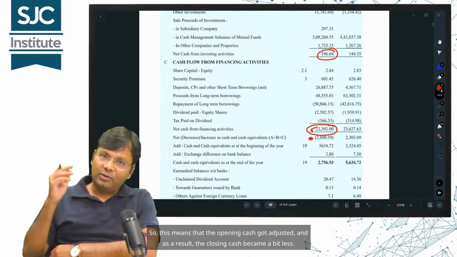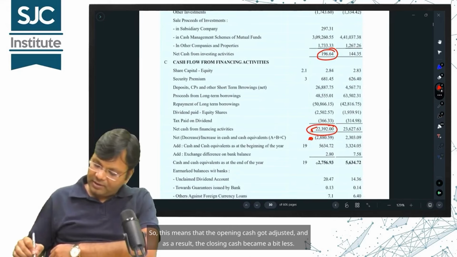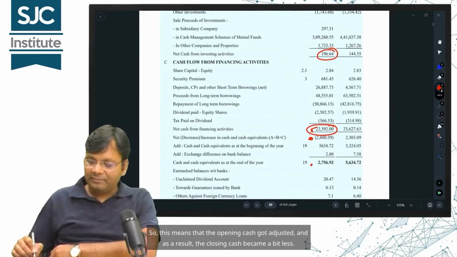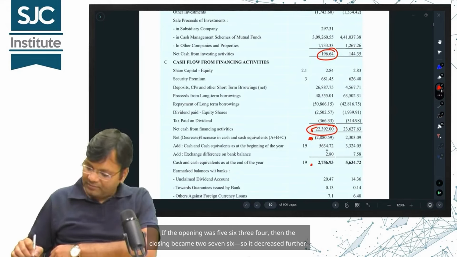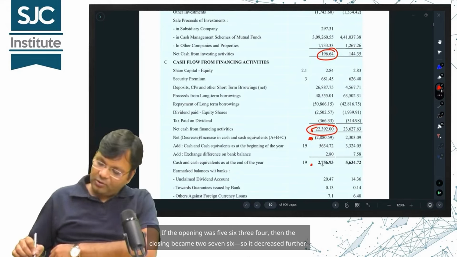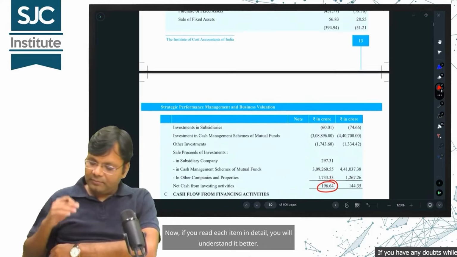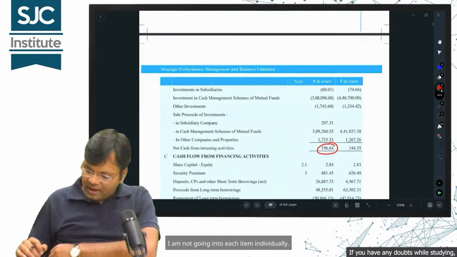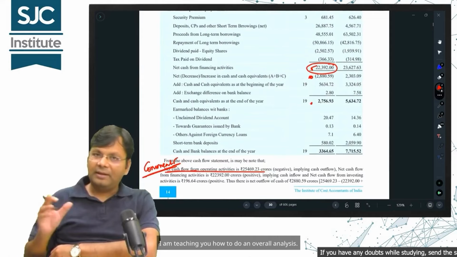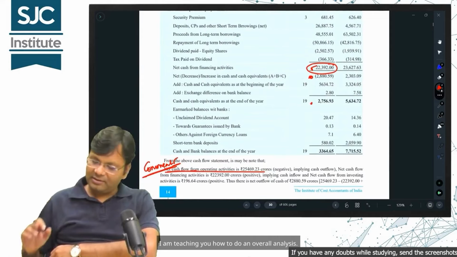So, how did it become negative? This means that the opening cash got adjusted, and as a result, the closing cash became a bit less. If the opening was 5634, then the closing became 76, so it decreased further. Now, if you read each item in detail, you will understand it better. I am not going into each item individually. I am teaching you how to do an overall analysis.